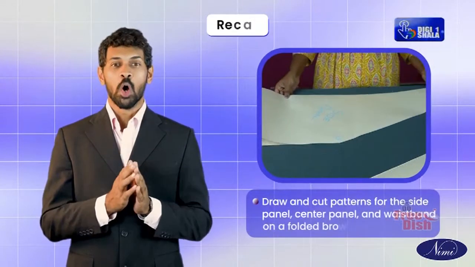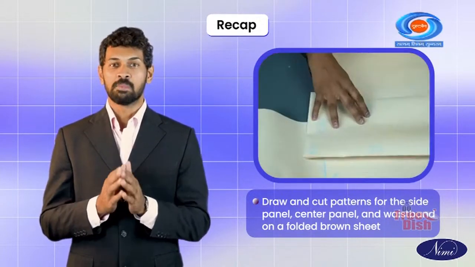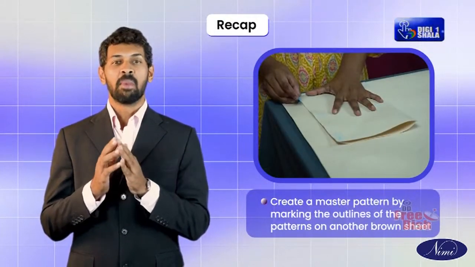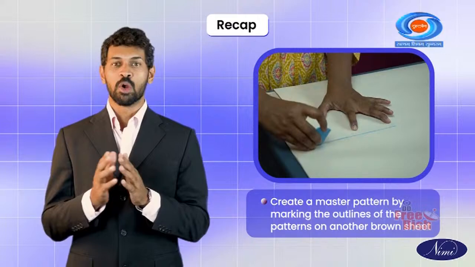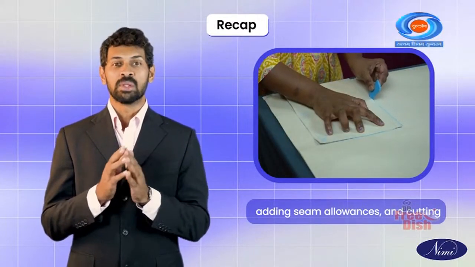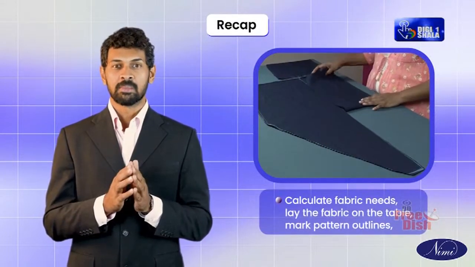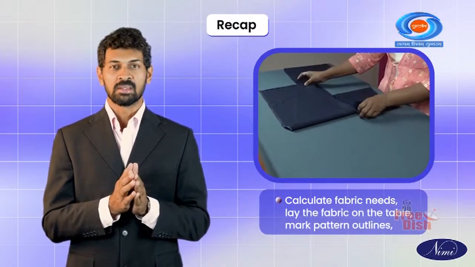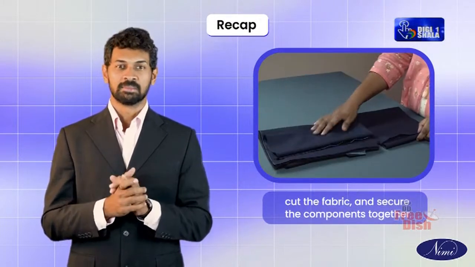Let's recap the key points discussed. Draw and cut patterns for the side panel, center panel and waistband on a folded brown sheet. Create a master pattern by marking the outlines of the patterns on another brown sheet, adding seam allowances and cutting. Calculate fabric needs. Lay the fabric on the table, mark pattern outlines, cut the fabric, and secure the components together.